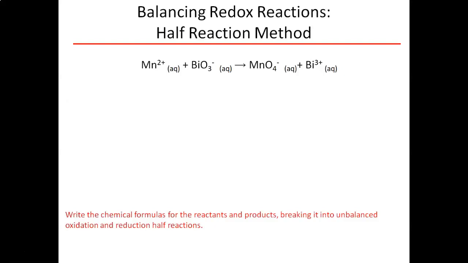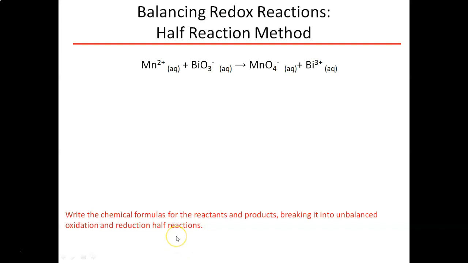Our second method for balancing redox reactions is what's called the half reaction method. In the half reaction method, we break up our reaction into an oxidation reaction and a reduction reaction, balance each of them independently, and then rejoin the two reactions. So we'll look at this example.